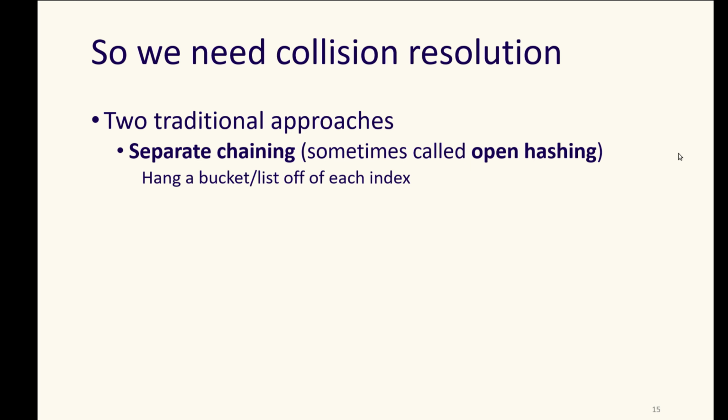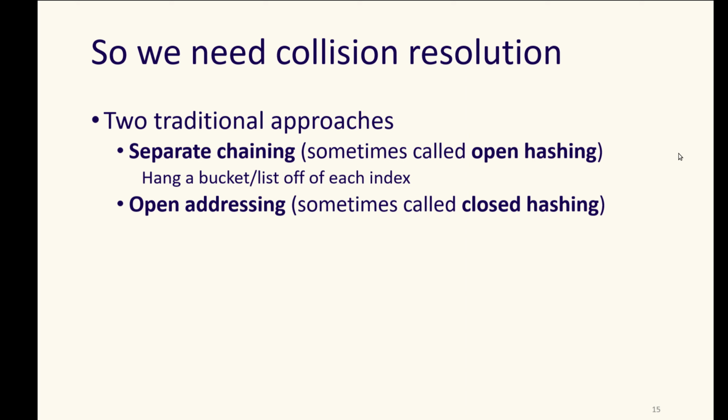We can also do open addressing, sometimes called closed hashing. Open hashing is called open hashing because it sort of opens more space. Closed hashing is called closed hashing because we still just use the indexes in the hash table. We don't create any more space. We just kind of fudge where things are allowed to go when there's enough space to fill in.